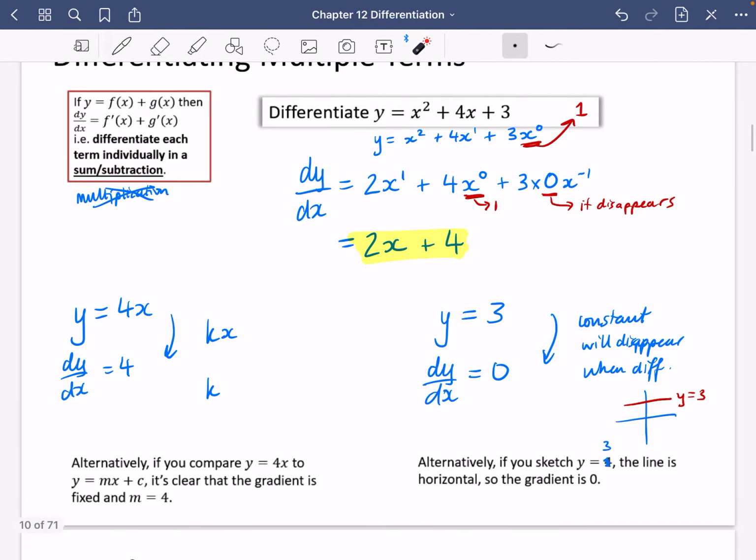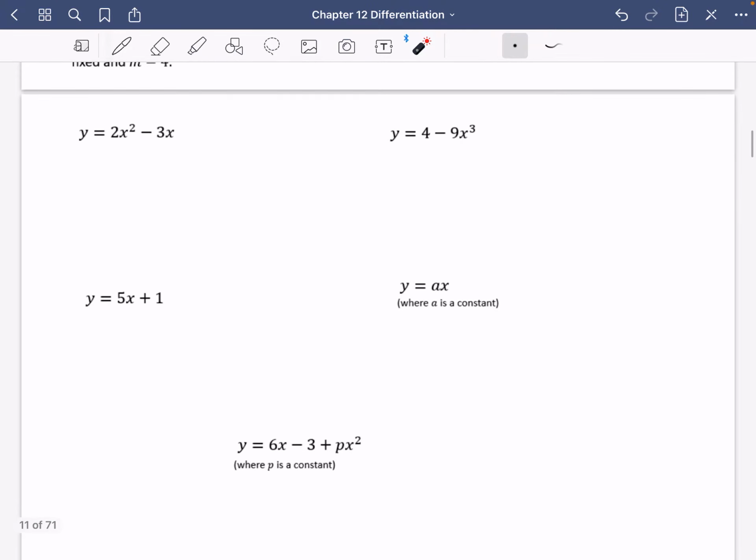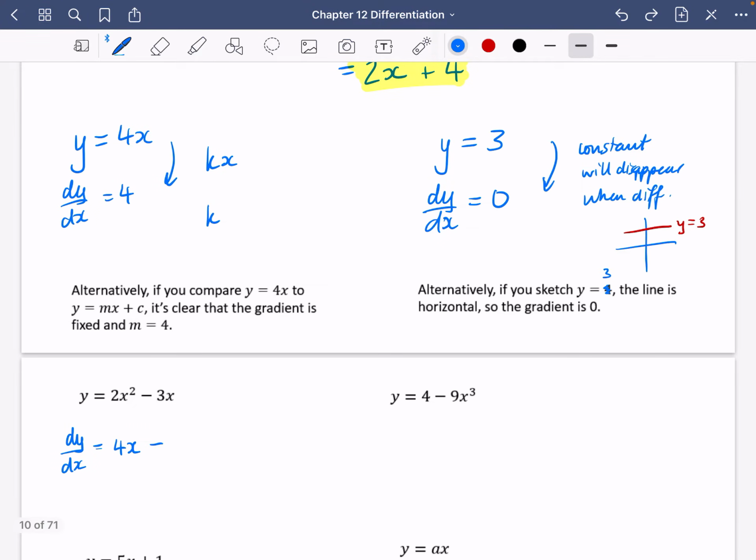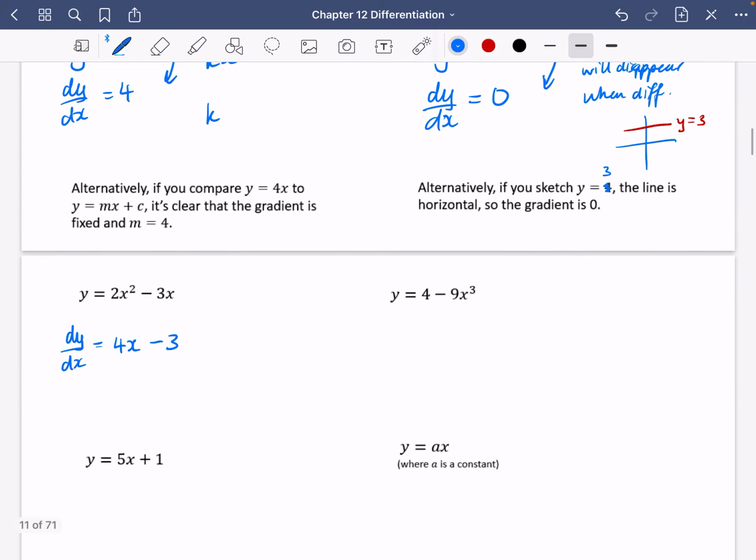So let's put some of this into practice. Let's try and differentiate these expressions that we've got here. So remember, you can do them one bit at a time. So for this, the 2x squared, I'm going to have the 2, and I'm going to multiply it by the power, so it becomes 4. I'm going to reduce the power by 1. And I'm not going to do any of that bit about having the 1 there. I'm just going to remember that if it's a linear one like 4x, it just differentiates to the number that's in front. So it's going to be 4x minus 3.